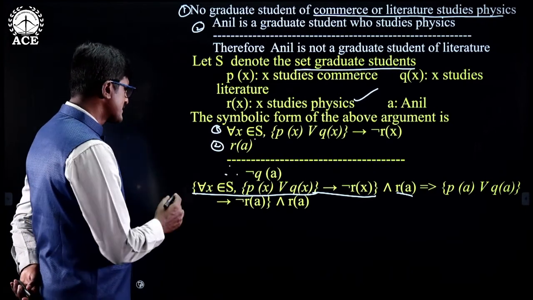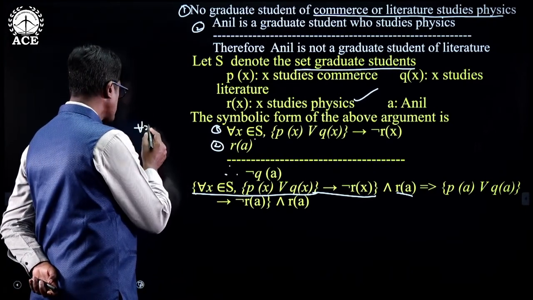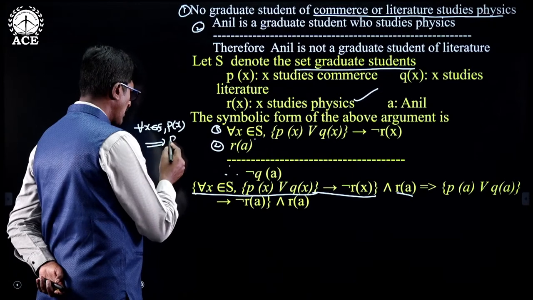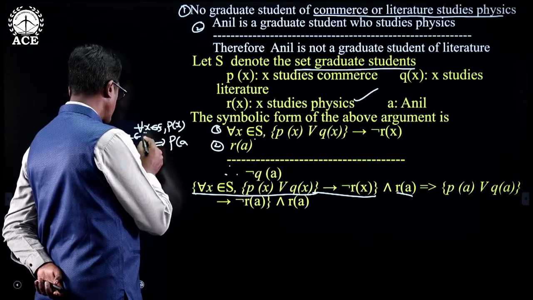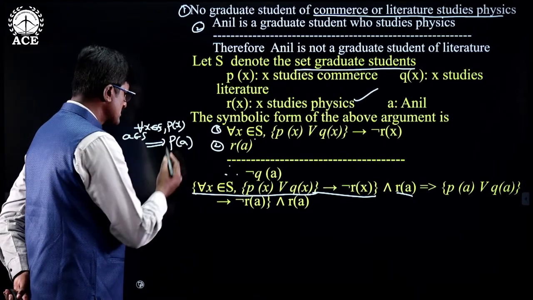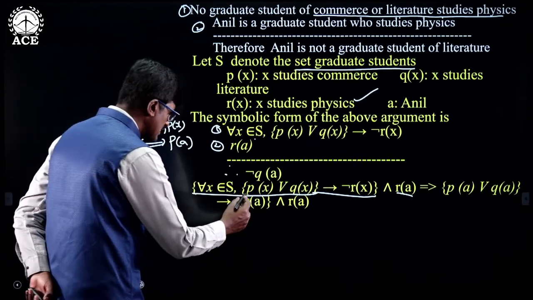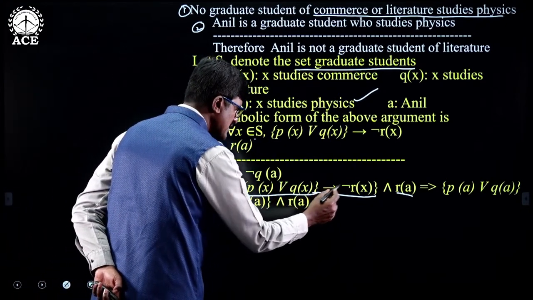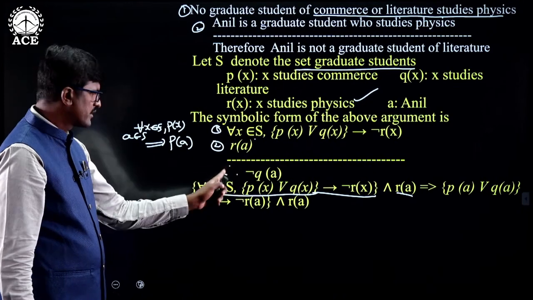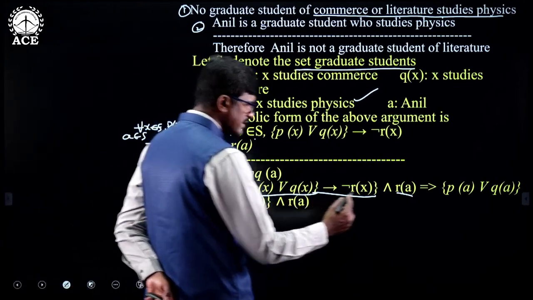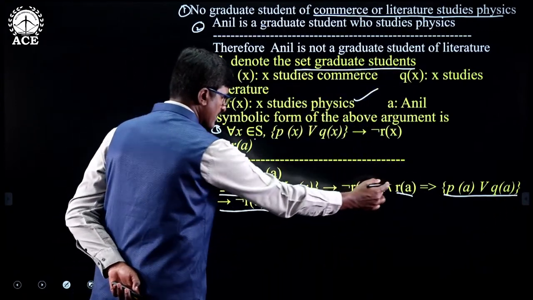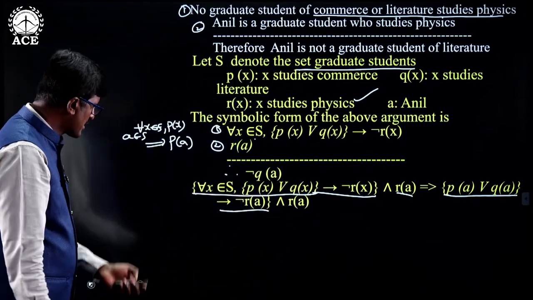Now, from the rule of universal specification, for all x belongs to S, P of x implies P of A, where A belongs to S. So the statement P of x or Q of x implies negation R of x is true for all x belongs to S, and A is one element, therefore the statement must be true, which means P of A or Q of A implies negation R of A. This R of A will be as it is.